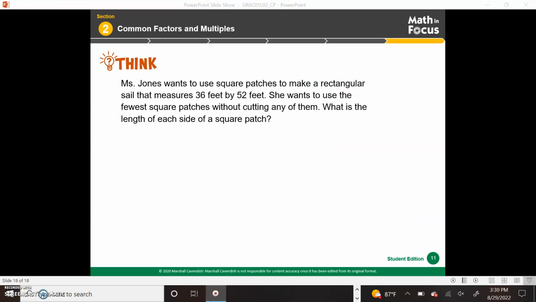Going back to the think question on page 11, it says Miss Jones wants to use square patches to make a rectangular sail that measures 36 by 52 feet. She wants to use the fewest square patches without cutting any of them. What is the length of each side of a square patch? We'll talk about this in class when we come to work on this lesson.